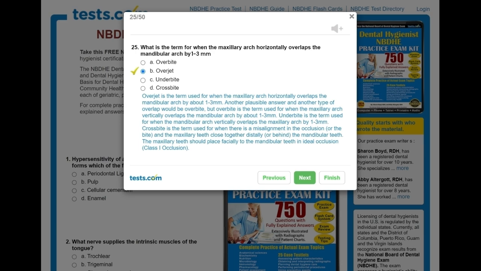Crossbite is the term used for when there is a misalignment in the occlusion, or the bite, and the maxillary teeth close together distally, or behind, the mandibular teeth. The maxillary teeth should place facially to the mandibular teeth in ideal occlusion, Class 1 occlusion.